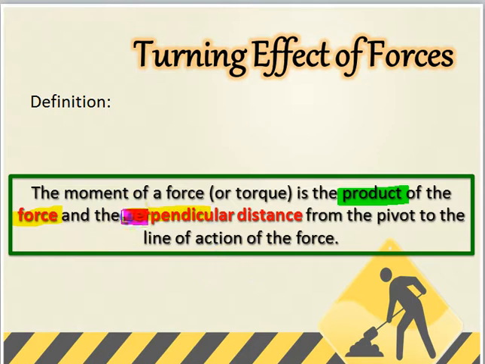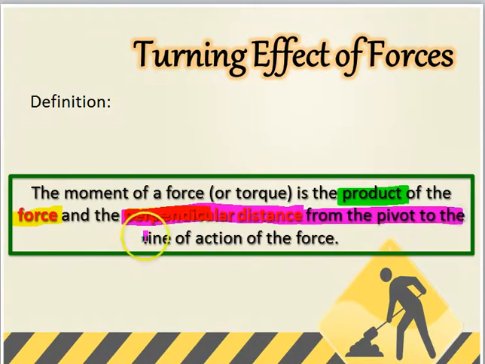Alright, let me change the color. Perpendicular distance from the pivot to the line of action of the force. Or you can think of it as perpendicular distance from the pivot to the force. Okay, so this is the definition of your turning effect of a force. So it's a product of a force and the perpendicular distance from the pivot to the line of action of the force. Because we must term what we mean by perpendicular distance.